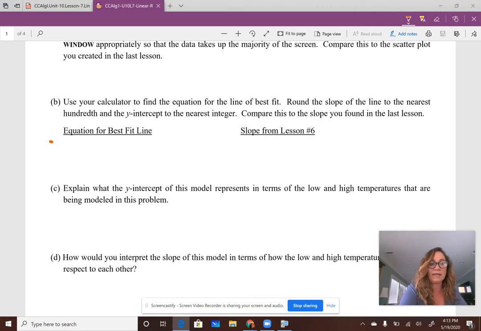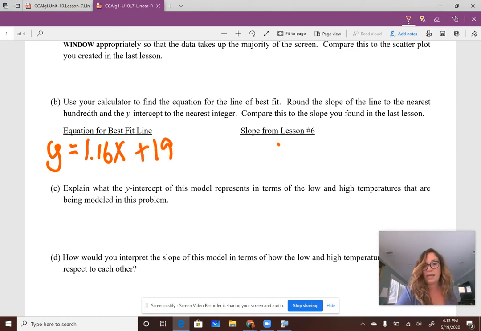Okay, so y equals 1.16x plus 19, and this was 1.25, and they're very close, okay, which is good. Explain what the y-intercept in this model represents in terms of low and high temperatures that are being modeled. So now the y-intercept is the 19. So that's basically the predicted degrees of the high temperature when low is 0.